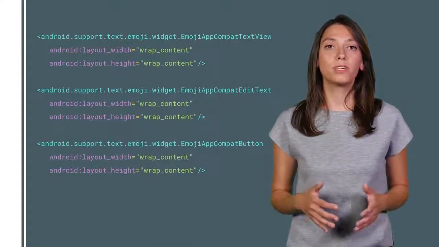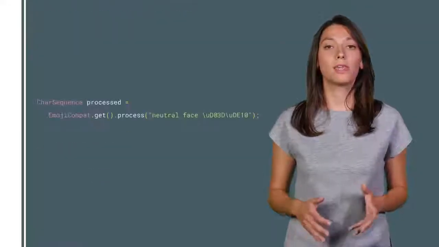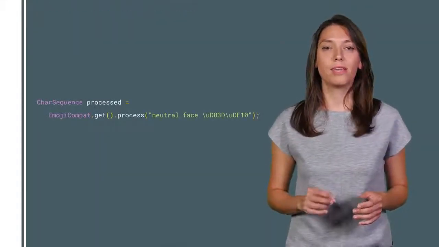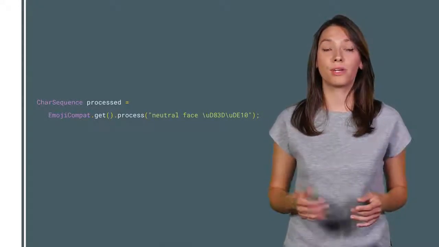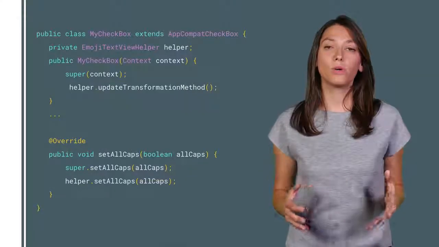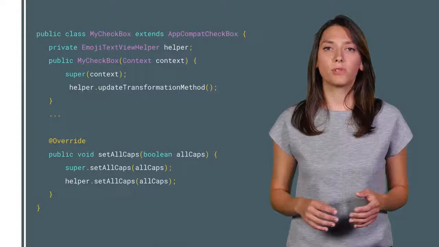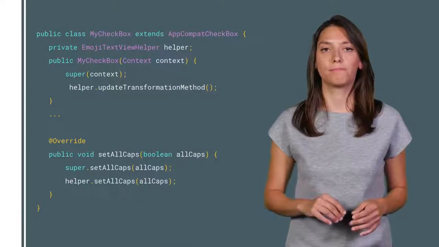Display emojis by using the widgets that extend from AppCompat widgets. You can pre-process a char sequence using the process method. You can then reuse the result instead of the initial raw string in any widget that can render spanned instances. So, for example, if you're doing your own custom drawing, you can use this to display emoji text. If you want to add emoji support to a TextView subclass beyond the provided ones, for example to an AppCompat checkbox, you can use the Emoji Text View Helper class.